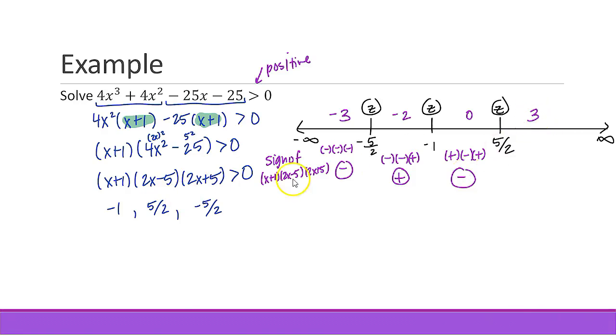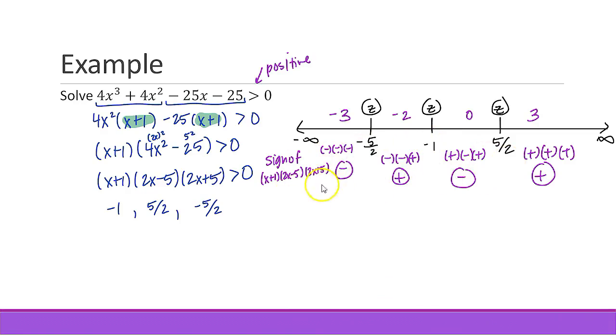And then when I substitute in 3, 3 plus 1 is positive. 2 times 3, 6 minus 5 is positive. And 2 times 3, 6 plus 5 is positive. So overall positive. All right, so before we write up our answer, this isn't too bad. We're just thinking about small arithmetic here to think about these signs. But if there's any shortcuts that we can use, it would benefit us.